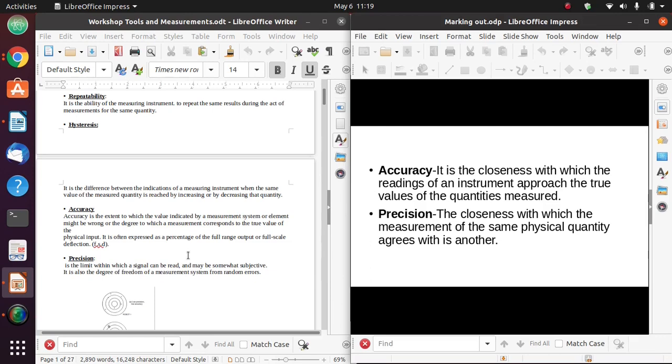For example, if I'm measuring temperature, the true value of the temperature is, let's say, 30 degrees Celsius, but the output that I'm getting is 10. But when I take measurements over and over again, I'll get that my measurements are around the same output, 10, 9.8, 9.9. So my measuring instrument is precise, but it is not accurate. So the closeness of the measured quantities to each other, the output, is what we term as precision.